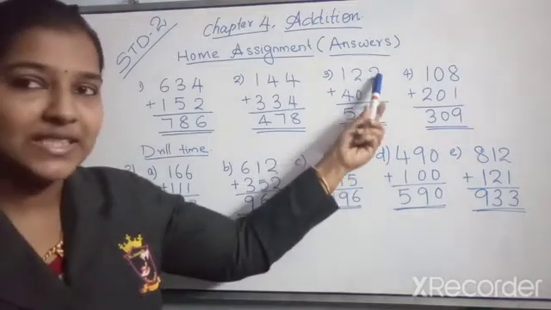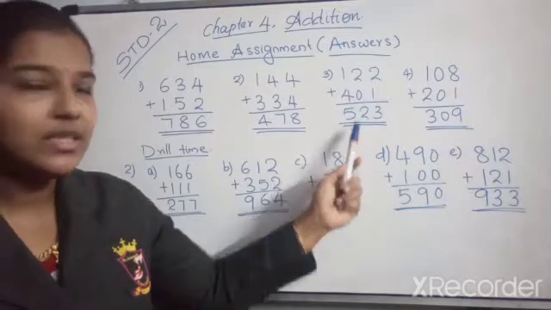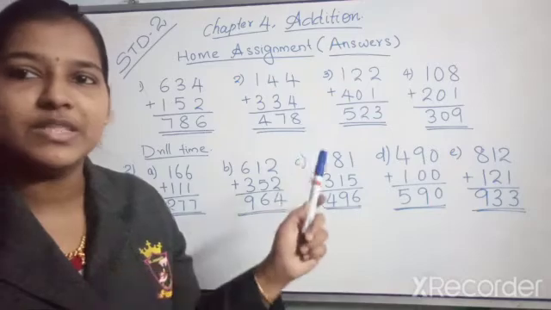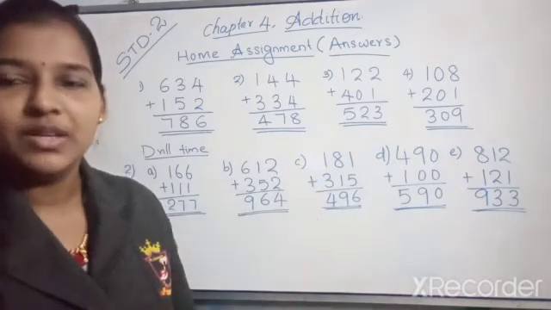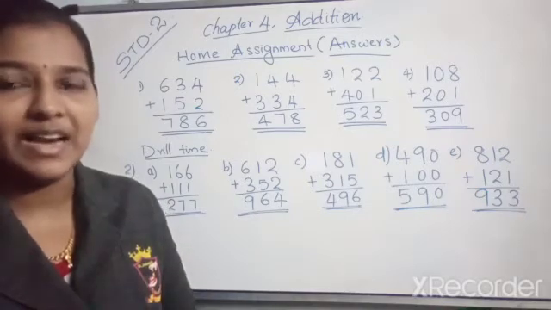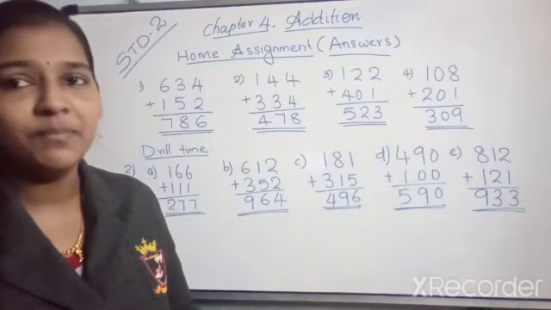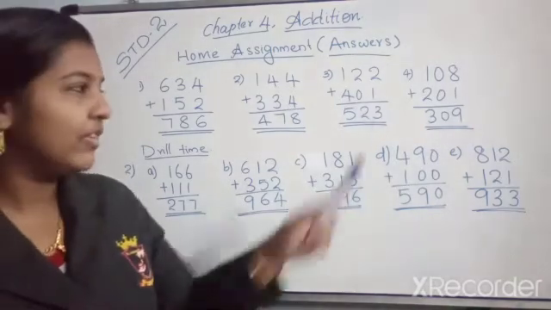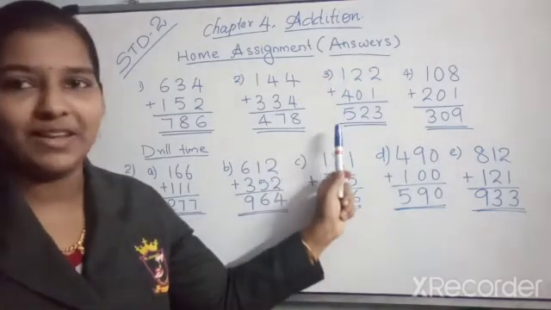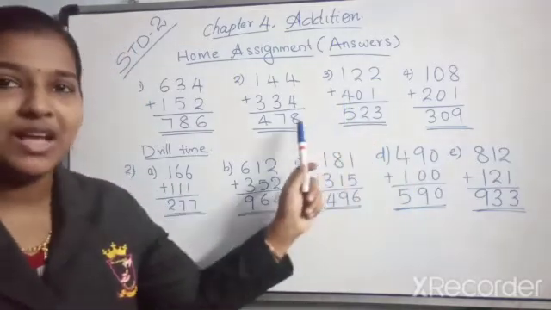Now the next question, 122 plus 401. So add the ones place digits. 2 plus 1 is 3. Then 2 plus 0 is 2. Children, here we are not adding any number with 0. Sorry, any number with 2. We are just adding 2 with 0. If we are adding a number with 0, the answer will be the number itself. So you can write 2 here. Then 1 plus 4 is 5, that you know, isn't it? So 523 is the sum of these two numbers.